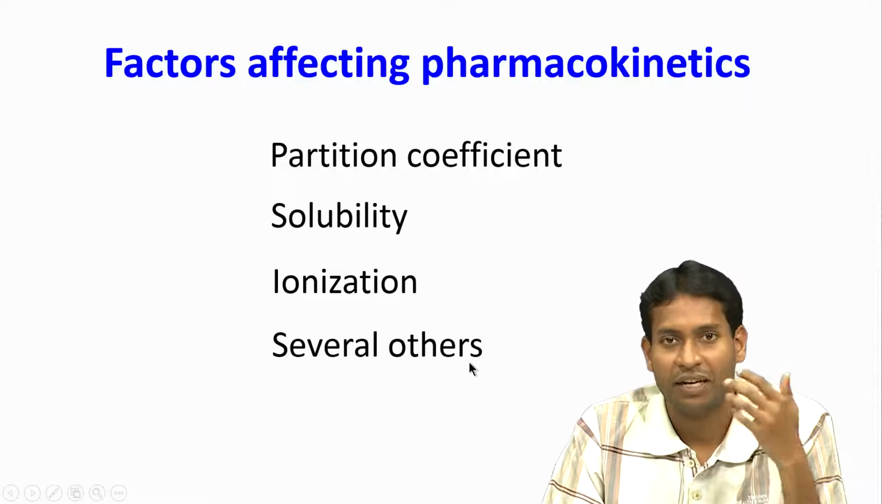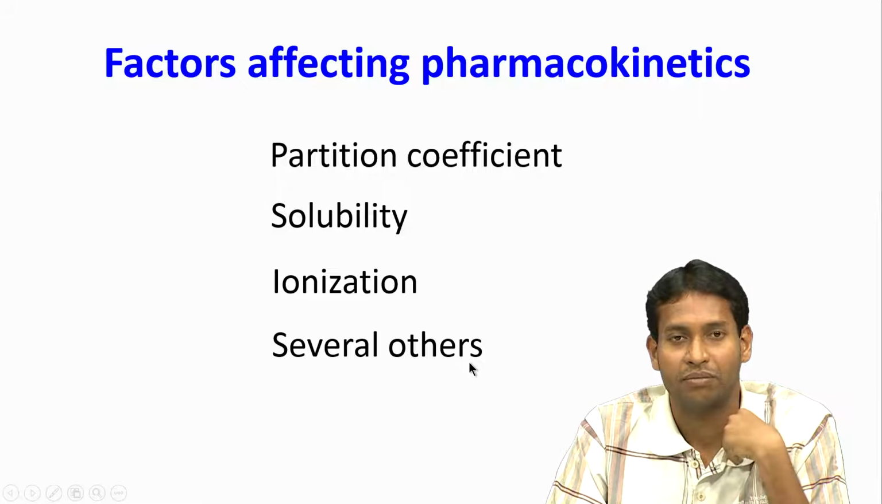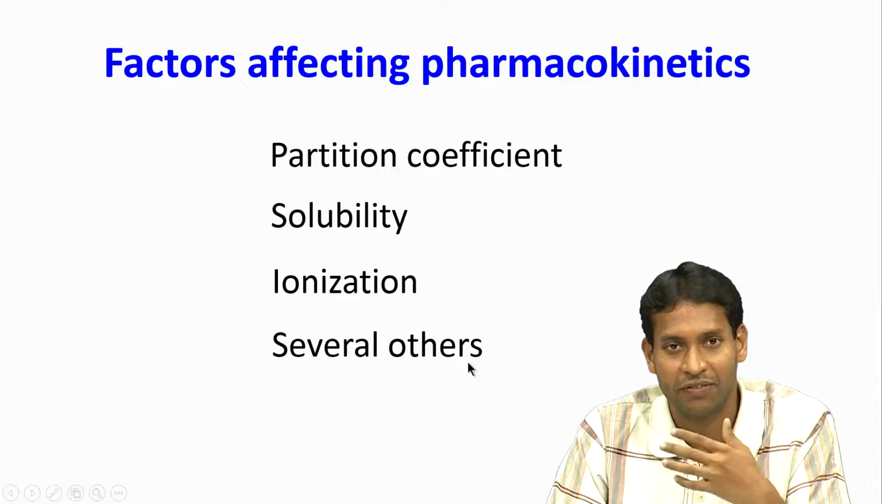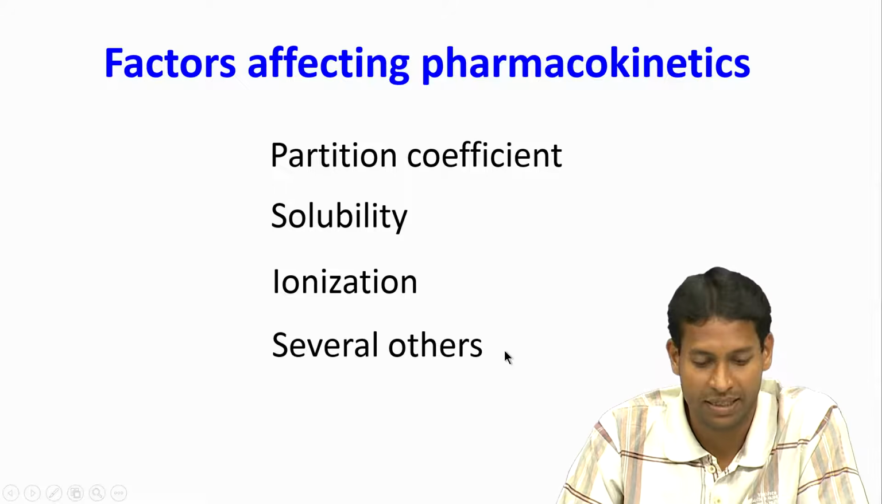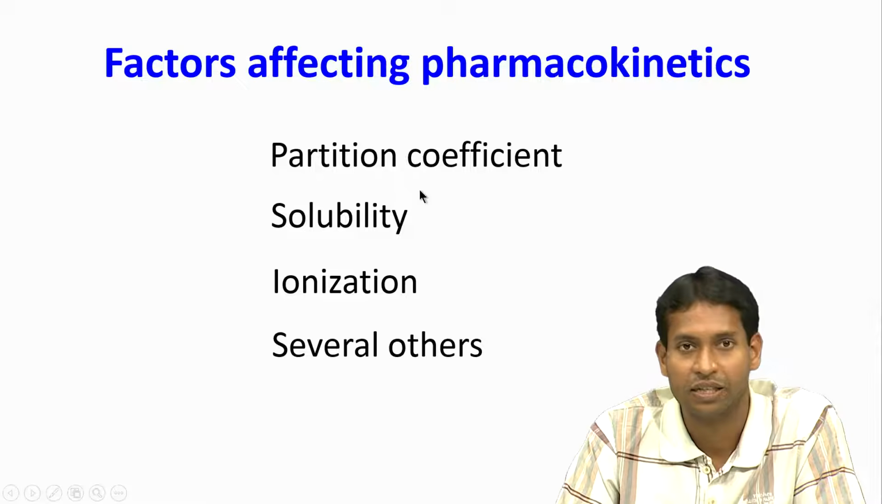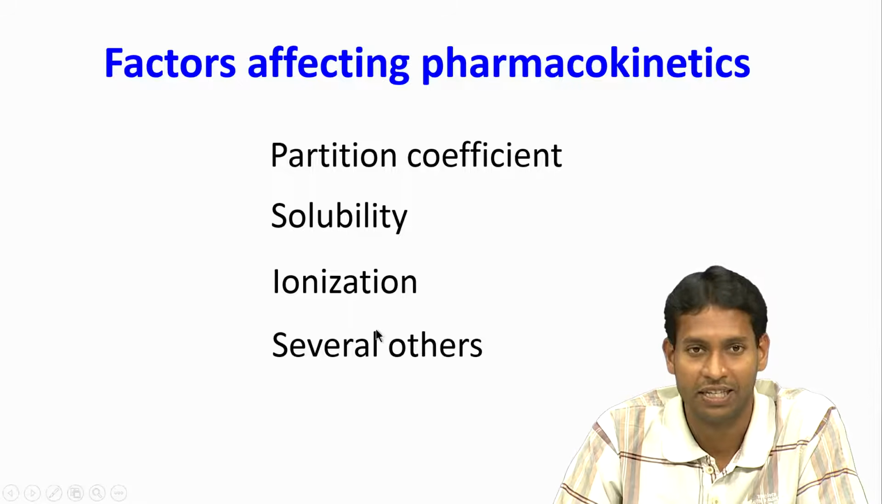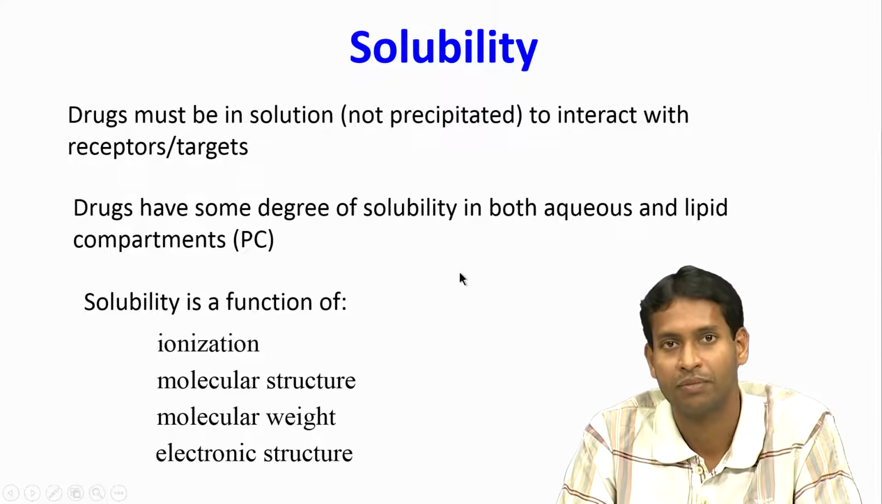So, again there are several factors that affect pharmacokinetics. I have only listed 3 here, but there are several of them and we will discuss these major ones in a little more detail in upcoming slides. These are partition coefficient, solubility, ionization, and again several others. So, let us talk about each of them one at a time.